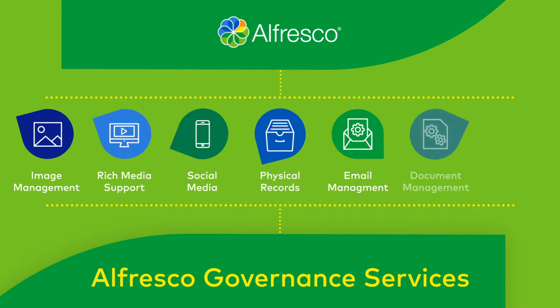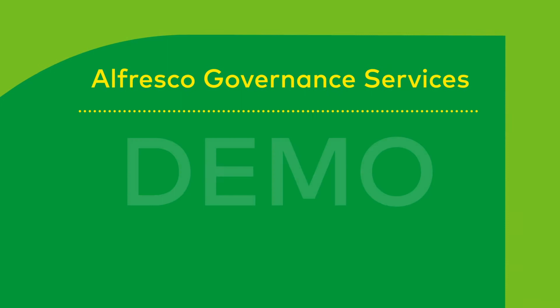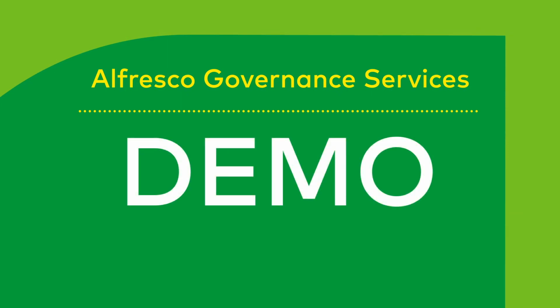And then of course your traditional document management, so Word, PowerPoint, PDF, Excel spreadsheets, basically any type of document that you want to manage. And last but not least, of course, I have business process management up here because the output of a process is typically a record. And our governance services product is the umbrella around all these different content types that allows you to manage those as records. So with that, we're going to go ahead and go into our demonstration.